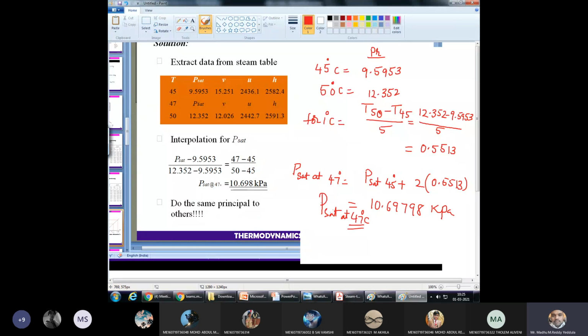If you want to calculate at 49 degrees centigrade, what will you do, tell me? For 1 degree, you need to calculate the respective property for 1 degree centigrade. And however many degrees you need to add, you should multiply by that number. Now for 49, I should add 45 plus 4, therefore this into 4 plus 45. If I want 48, this into 3 plus 45. Clear this one? Interpolation method to find the properties.